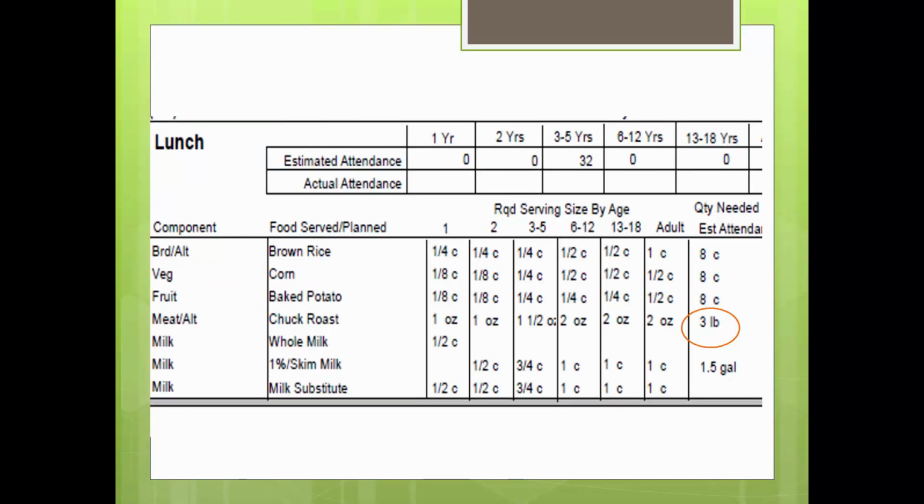Okay, now let's go ahead and look at our lunch. So I did base this now. I changed it to 32 children. The chuck roast that I did purchase, it says I need about 3 pounds of chuck roast. But remember, when 3 pounds is cooked, it's actually lower. So I usually double that. And then I'm going to make brown rice, corn, baked potato, etc.